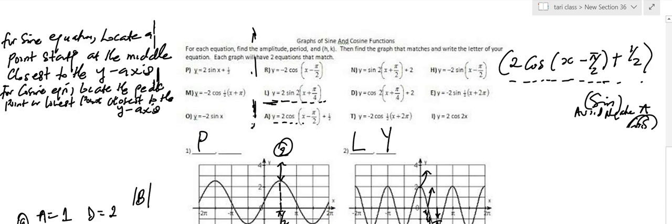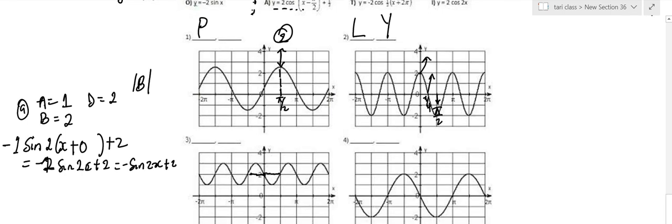Now let me check if there is something like that among the options. Negative sine 2x plus 2. Okay, no. That means they picked another point different from what I picked. Aside from these points, there are still other points closer to the y-axis. Maybe they chose not to pick this one. So let me call this point 1, which I've just written out. The next middle points that stay close to the y-axis are this point 2 and this point 3.